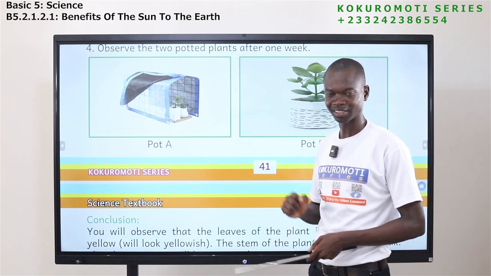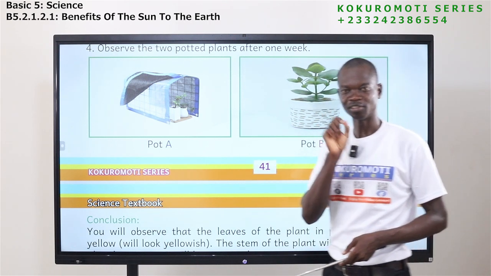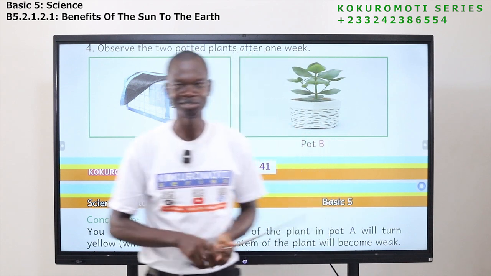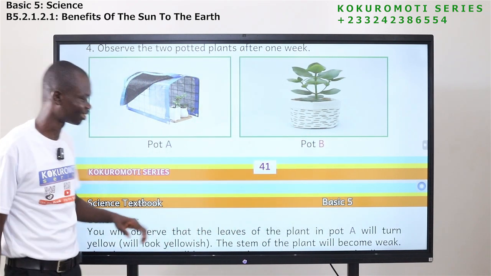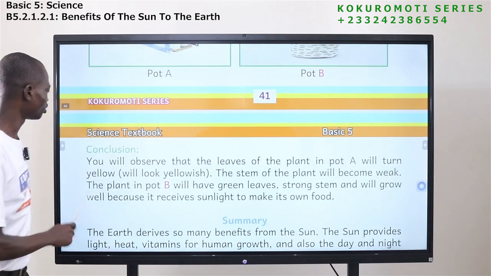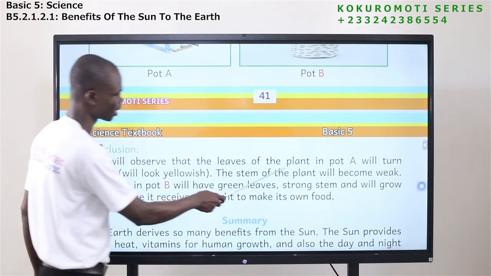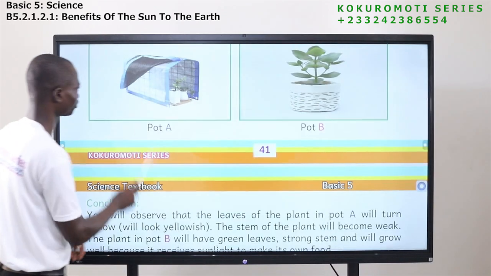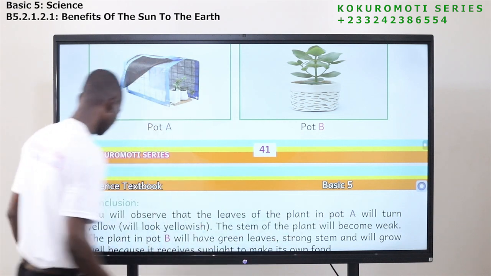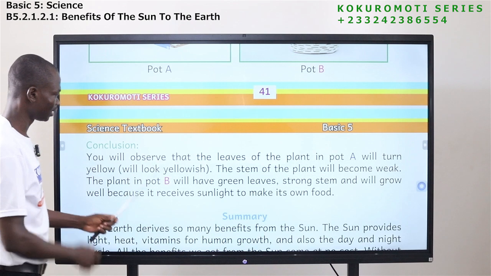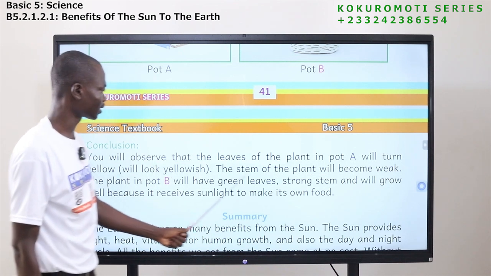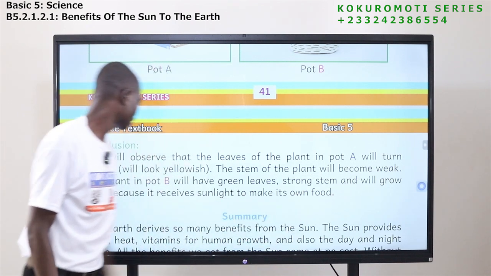So what do you think will happen? For a week, if you have not eaten, what do you think will happen to you? If the plant has not gotten any food for a week, what do you think will happen? Now let's come here. You will observe that the leaves of the plant in pot A, this one, will turn yellow or will look yellowish. The stem of the plant will become weak.